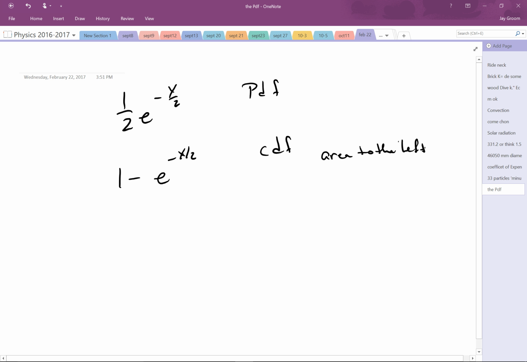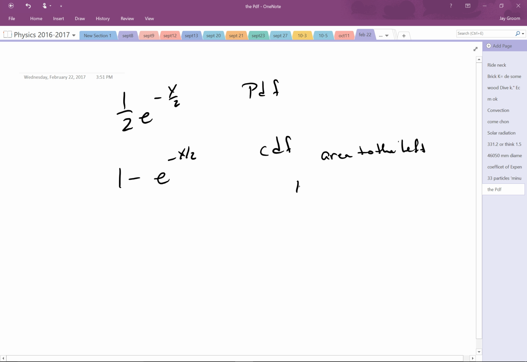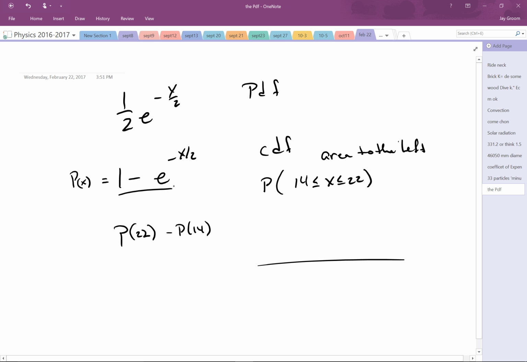So if I want to know the probabilities between 14 and 22, the probability that x is between 14 and 22, I take this function, we'll call it the P of x function, and do P of 22 minus P of 14. And what that's saying is this, whatever this function looks like.